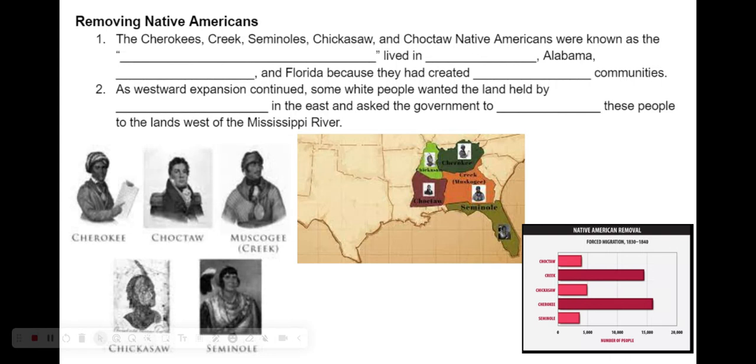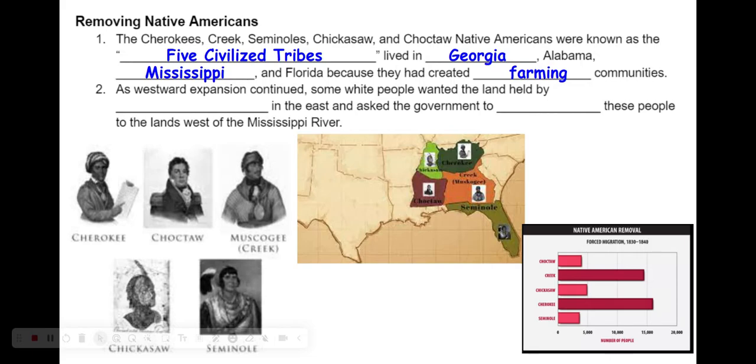So, in number one, the Cherokees, Creeks, Seminoles, Chickasaw, and Choctaw Native Americans were known as the five civilized tribes. They lived in Georgia, Alabama, Mississippi, and Florida, and they were labeled the five civilized tribes because they had created farming communities. They were not necessarily nomadic. They had, for the most part, accumulated some wealth, except probably the big issue they had was the influx of new people coming into their territory.